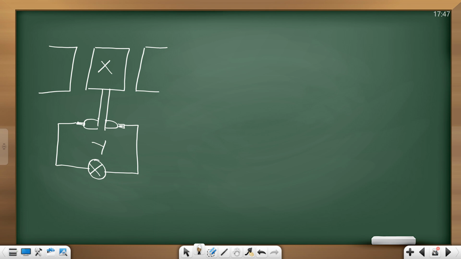It's a generator. We are producing current. External resistant current. External what? External current.